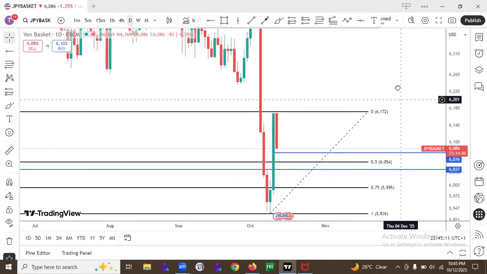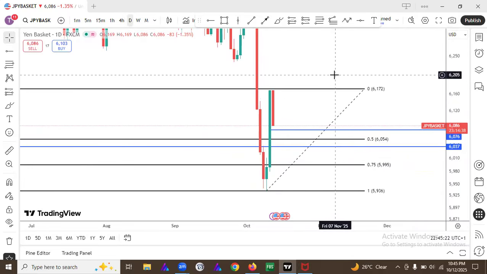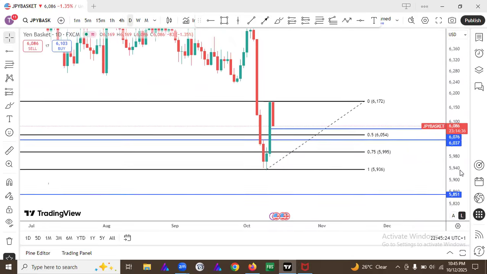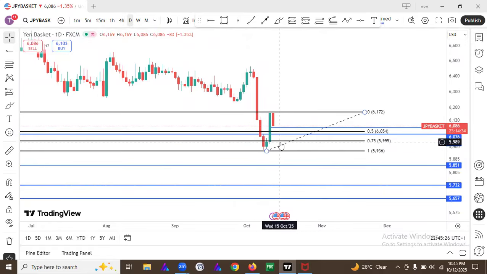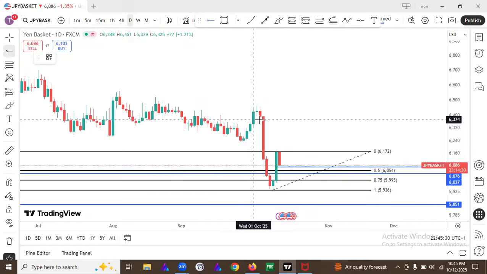Okay, so that's about it. Yeah, you can see, you wait for price to pull back to at least 50%. This is where you should consider looking for buys. I would love to see price retrace back to probably fill this fair value gap.